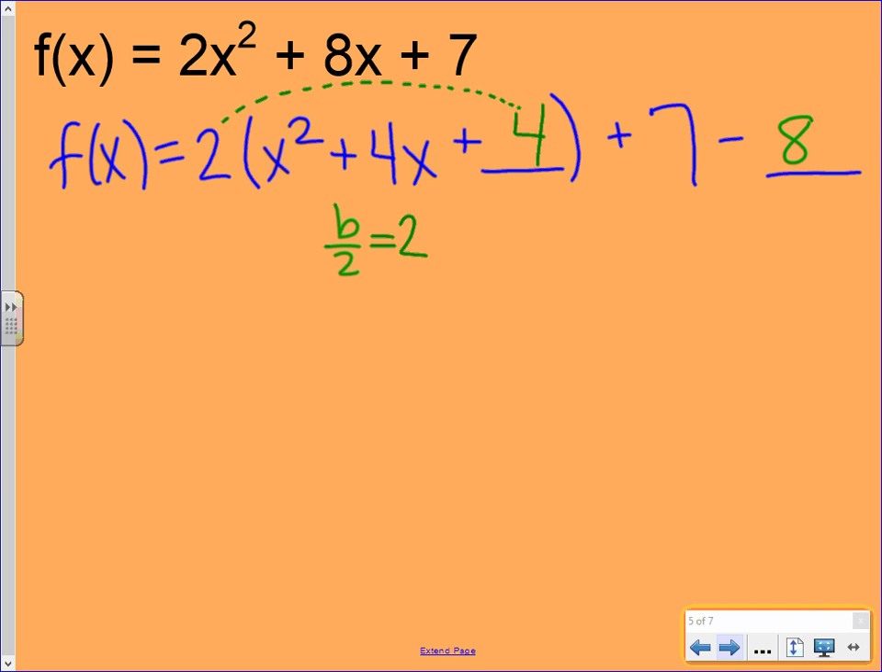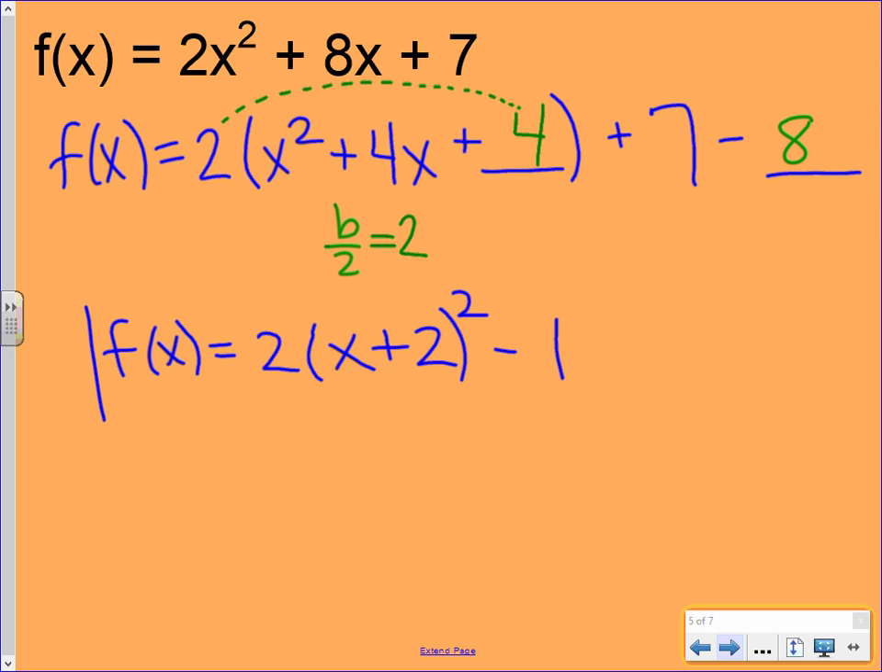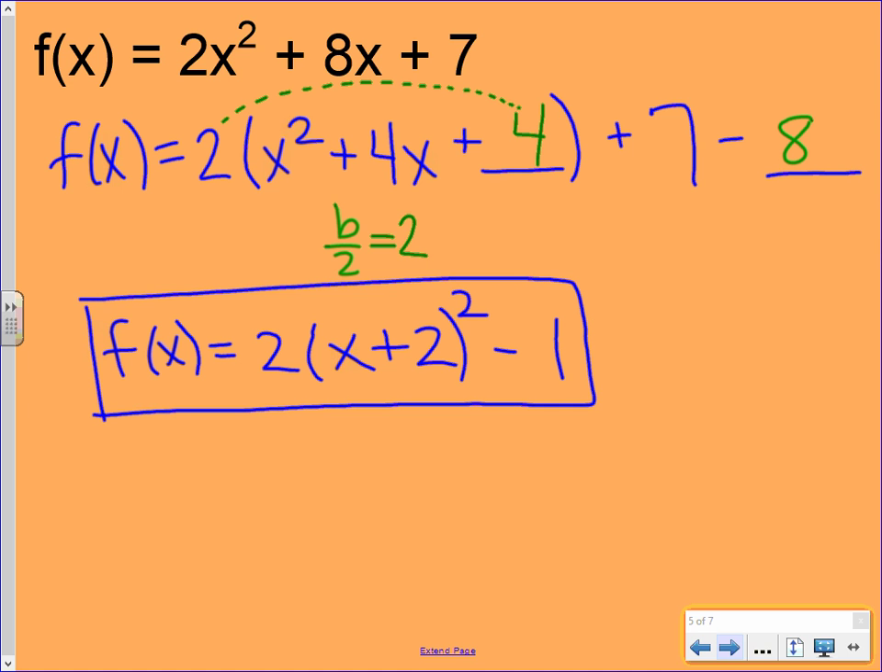You see that? Okay. So what we have is 2 times x squared plus 4x plus 4, which factors to x plus 2 times x plus 2. And then we have 7 minus 8, which is minus 1. There's our standard form. Questions on the algebra?